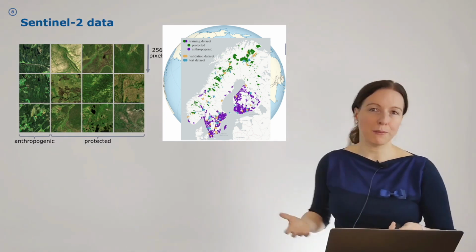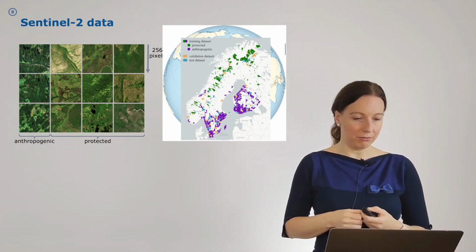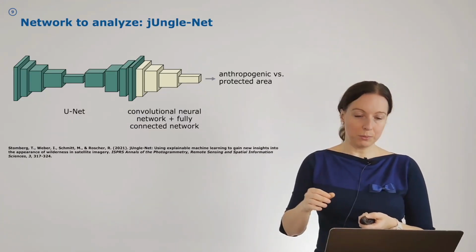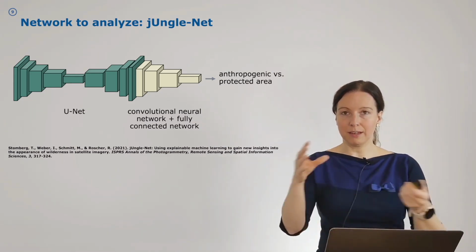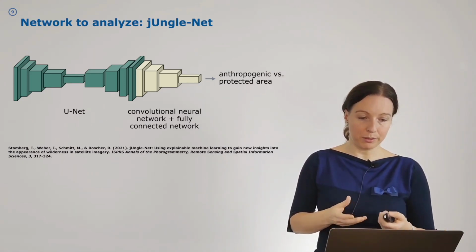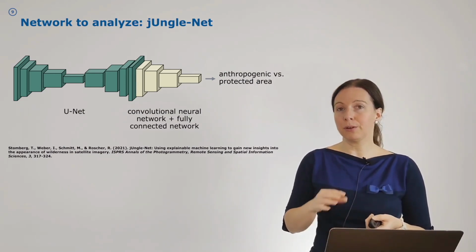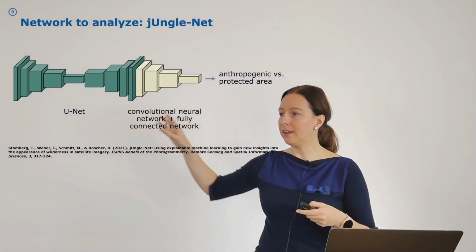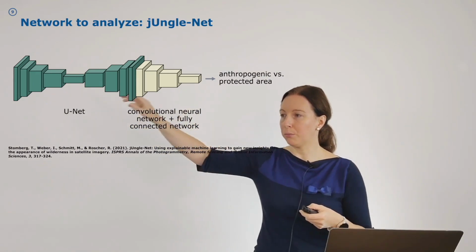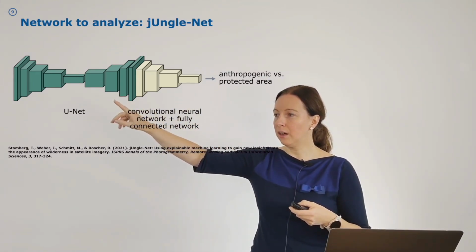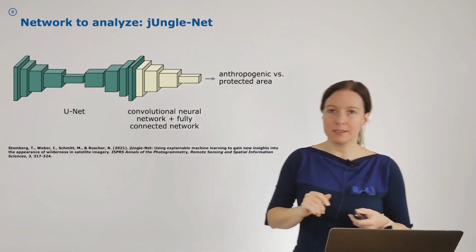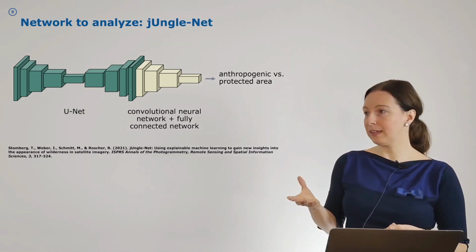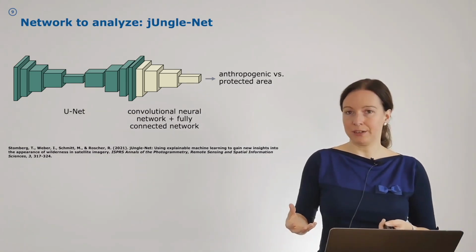We used image patches from these larger satellite images for analysis. To distinguish between these two classes, protected areas and anthropogenic areas, we use a so-called JungleNet. This network is a combination of a UNet, a convolutional neural network, and a fully connected network. The UNet is illustrated here in blue-green, and in beige are the convolutional neural network and the fully connected network. We use this network for scene classification, or image categorization.